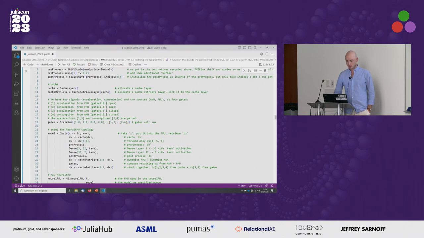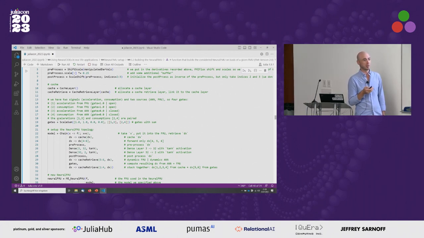Because we use a very simple type of gate, and we just want the acceleration from FMU and ANN to be summed up, and we want the same for the consumption to just get summed up, we use the scale sum layer, which scales by gate values and sums up. We have four inputs here, the acceleration from FMU, the consumption from FMU, acceleration from ANN, and consumption from ANN. And to have the gates fully open for the FMU and fully closed for the ANN, we initialize them with 1, 1, 0, 0. So acceleration from FMU is 1, consumption from FMU is 1, acceleration from ANN is 0, and consumption from ANN is 0. And the second argument is an array that specifies which signals are linked.